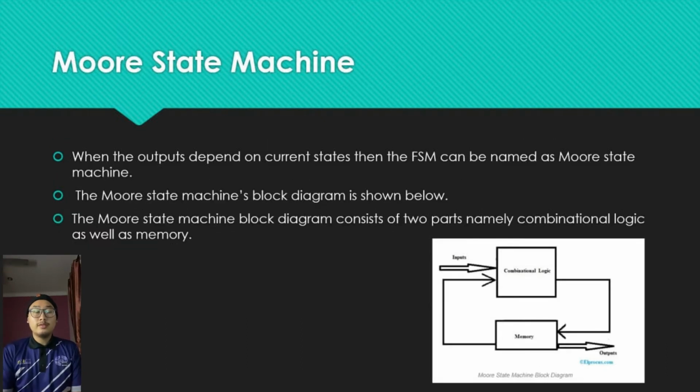The second type of state machine is the Moore machine. When the output depends on the current state only, then the FSM can be named a Moore state machine. The Moore state machine's block diagram is shown below. It consists of two parts, namely combinational logic as well as memory.